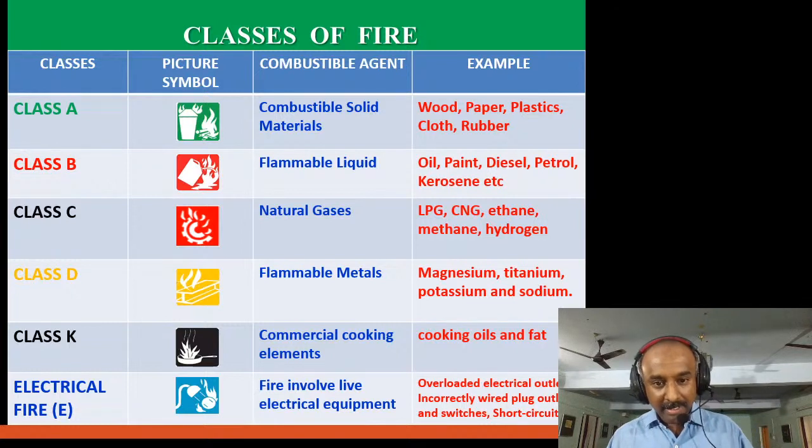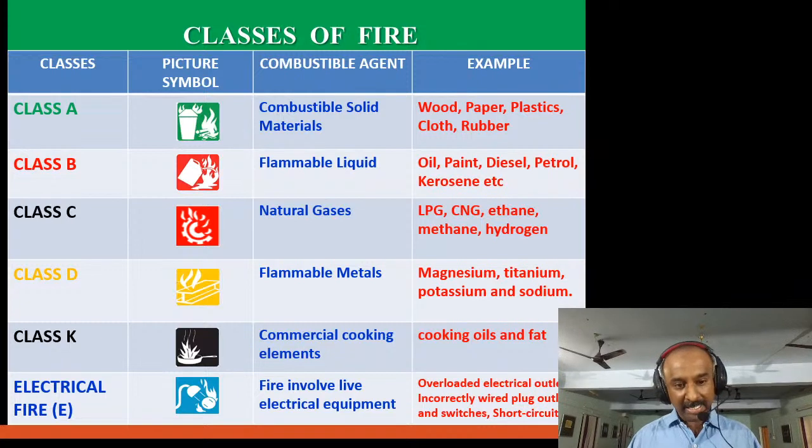Class D involves flammable metals. I have represented only a few of the metals here, but there are many metals: magnesium, titanium, potassium, and sodium. The Class K fire involves commercial cooking elements such as cooking oil and fat. Finally, the electrical fire, which according to the US standard falls under the category of E.